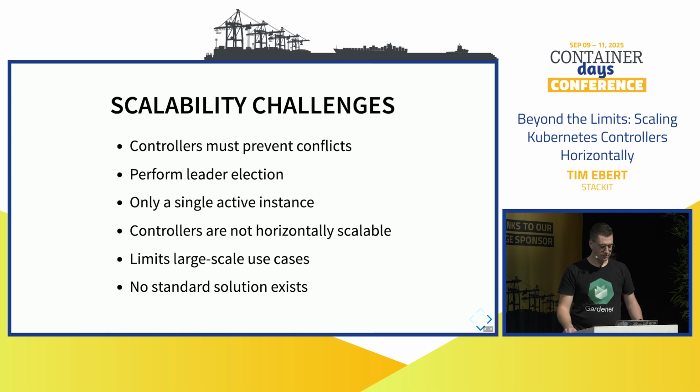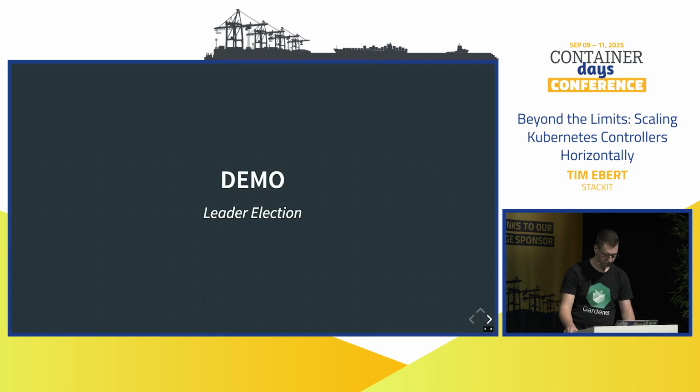With this, Kubernetes controllers are not horizontally scalable. You can't just add another instance to increase performance or capacity of the system. You can only scale them vertically. With this, large-scale use cases, like the one I'm working on at Stackit and with Gardener, are limited. And for now, there is no standard solution out there. And that's why I try to solve this problem and spent my master's thesis on it.